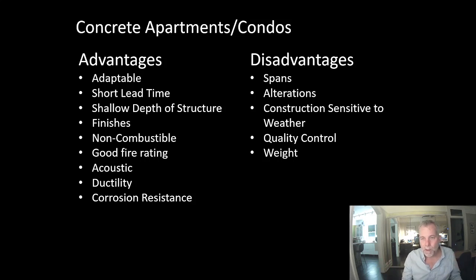So concrete is problematic. Also, concrete is built in the field. Steel is built in the shop and assembled in the field. Concrete is fabricated in the field, and so people are working outside in the elements, which means that quality control is a challenge.